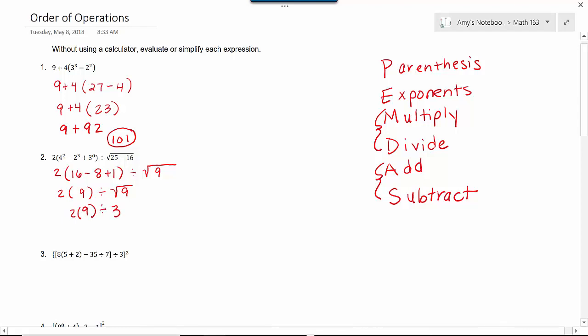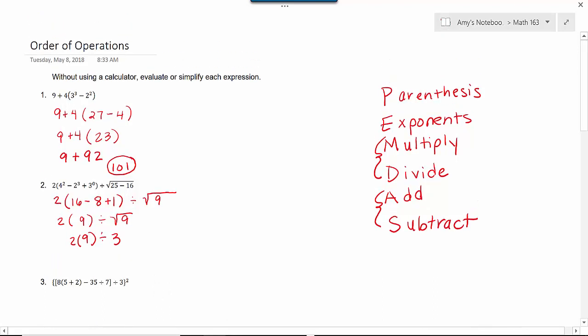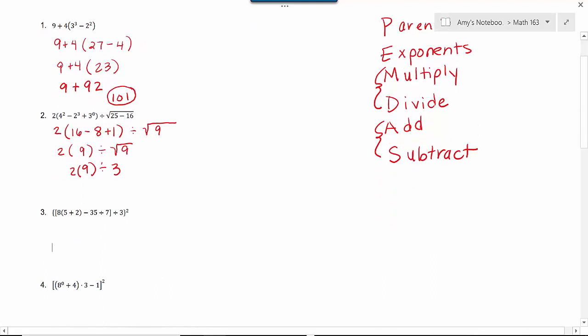And now we're looking at, you've got multiplication and you have division. We're going to do this in order from left to right. So 2 times 9 is 18. And 18 divided by 3 is 6. I'm going to put a little spacing.